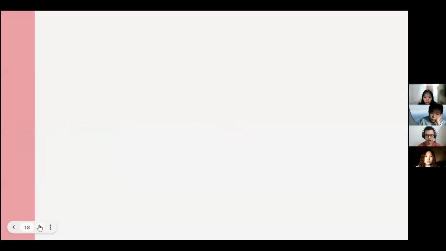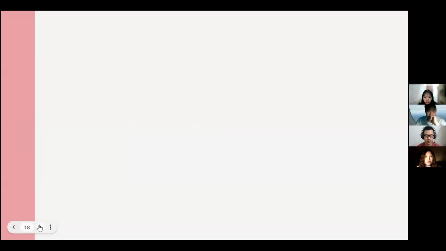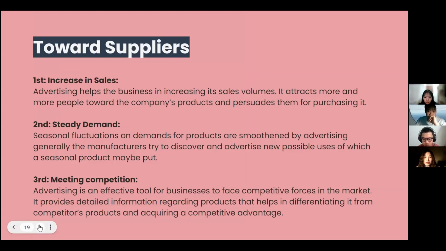So about the advantages. Towards suppliers, we have some advantages. Firstly, advertisement helps in sales. According to CommerceMate, advertising helps the business in increasing its sales volumes. It draws a growing number of individuals to the company's products and persuades them to buy them.